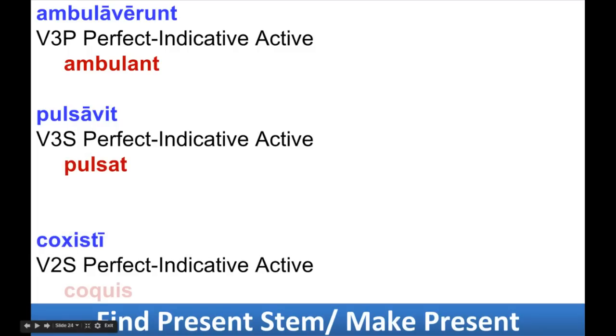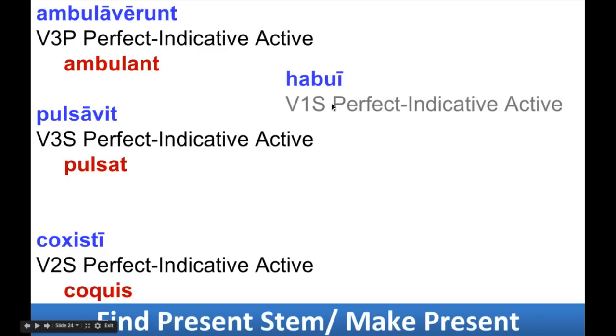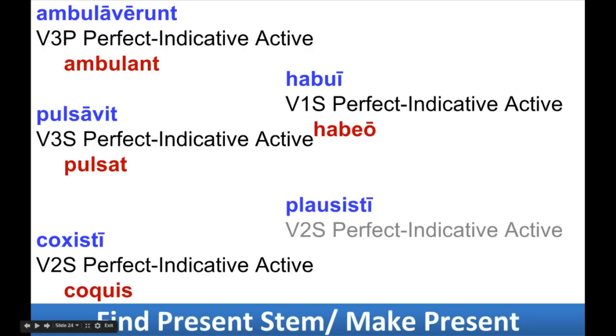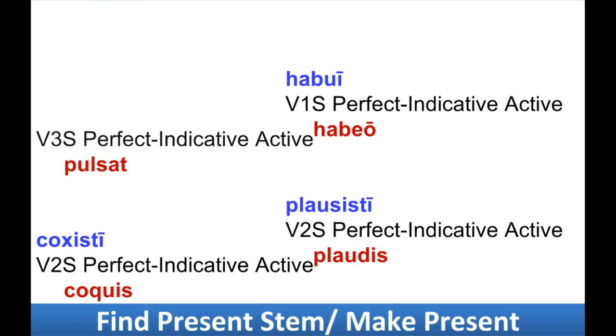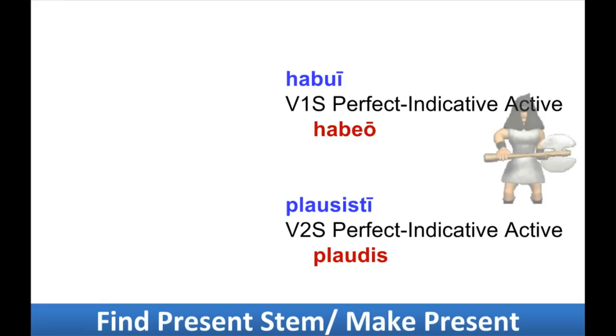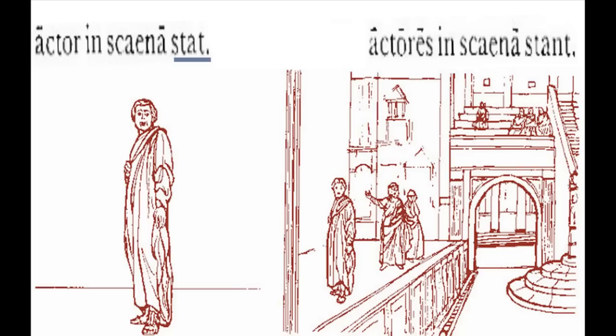It's a perfect from coquis. Habui. See the U? It's a first singular perfect from habeo. And plausisti. See the S? Second person singular perfect of plaudis. So V sucks. You'll have a stem change, and that stem will generally have a V, S, U, or X.